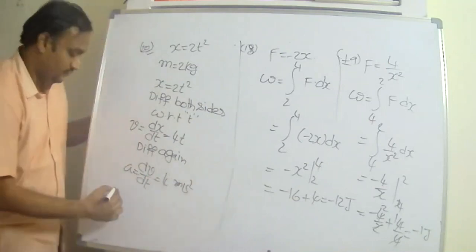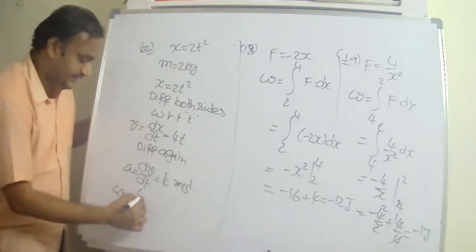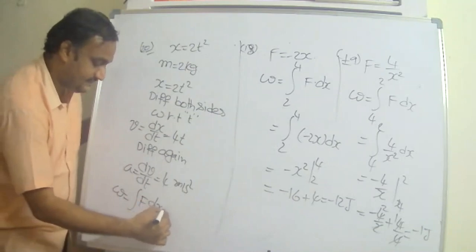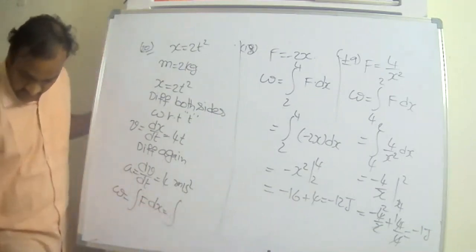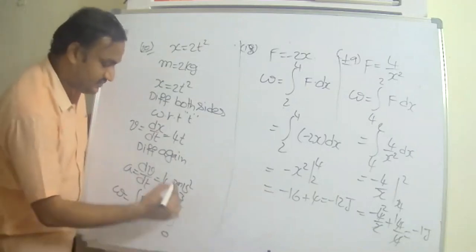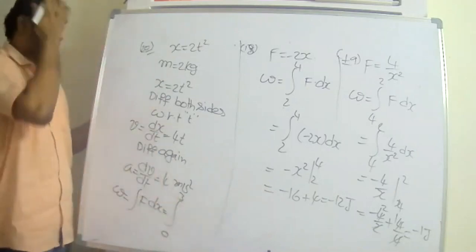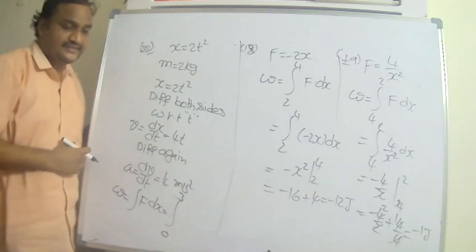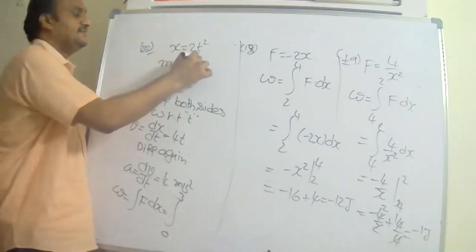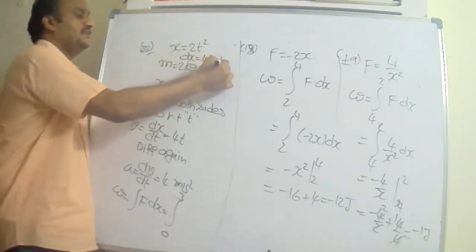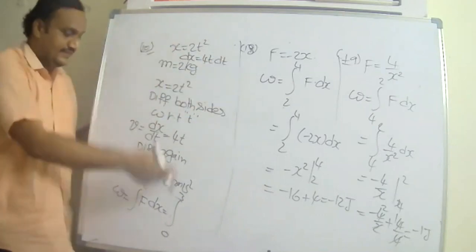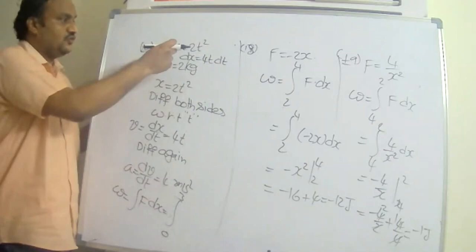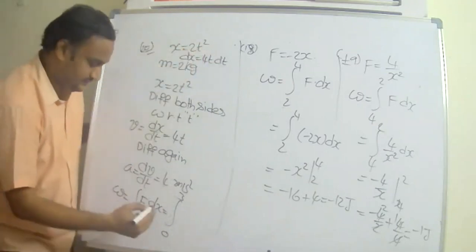So work done is equal to integral f dx. So that is integral, what limits are given? 0 to 3 seconds. 0 to 3. Here what we need to write is not x but dx. What is dx? dx is equal to 4t into dt. Okay? Here we must write dx, not x. So dx is equal to 4t into dt.